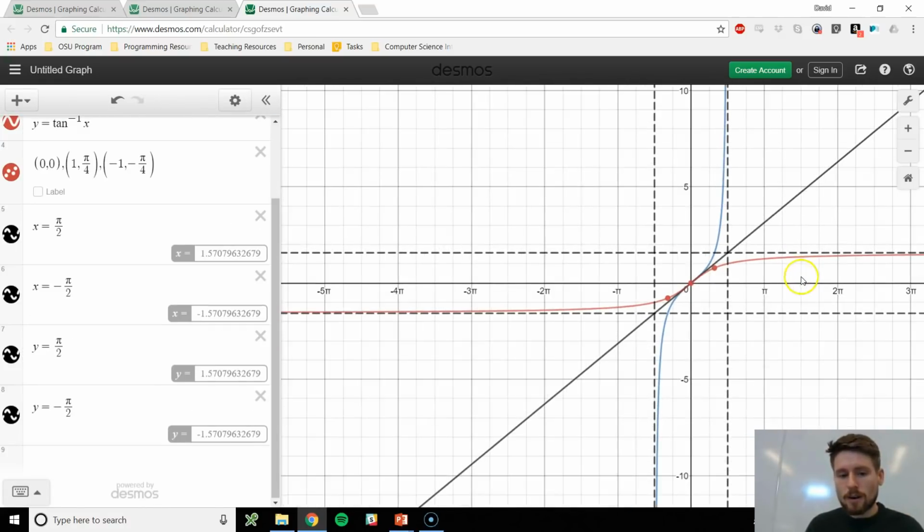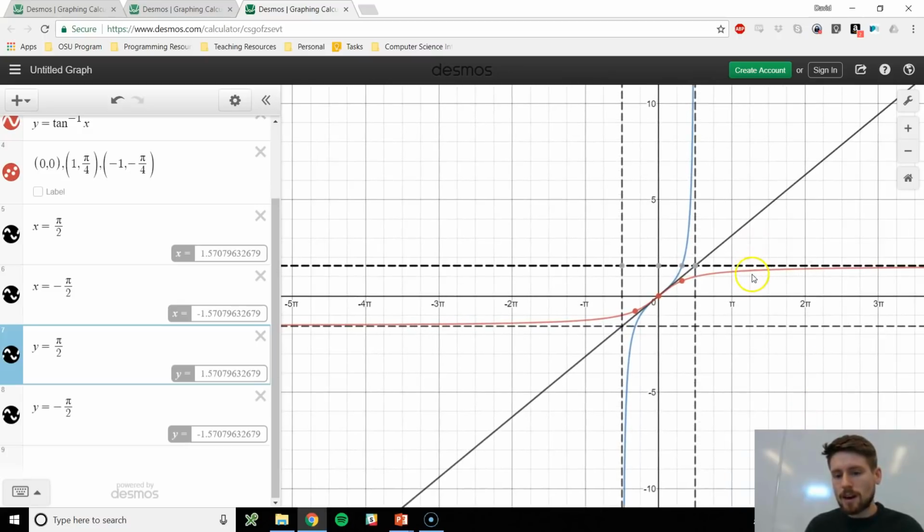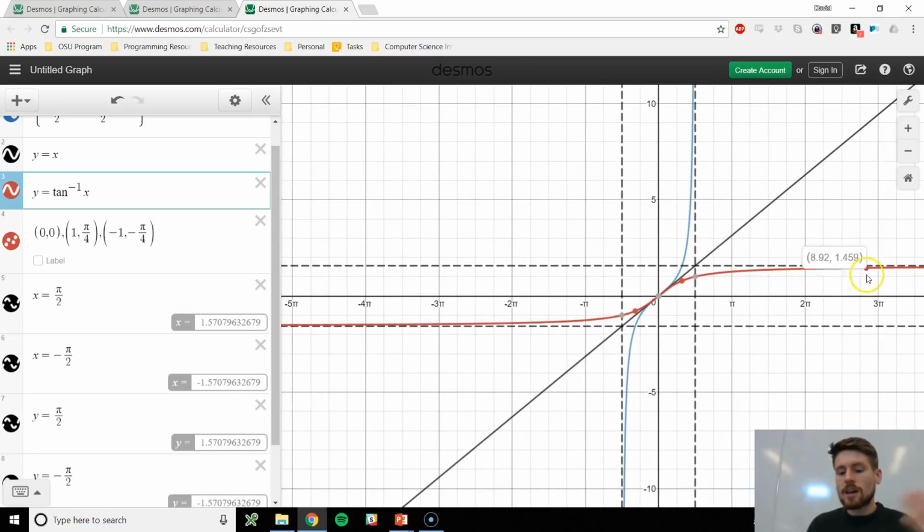If we zoom way out, we can see that this red line, which is the graph of inverse tangent, approaches that y equals pi over 2 line, and as we move to the left, the graph of inverse tangent approaches that y value negative pi over 2. And so that's what's going to happen for the end behavior, for the extremes of this inverse tangent.